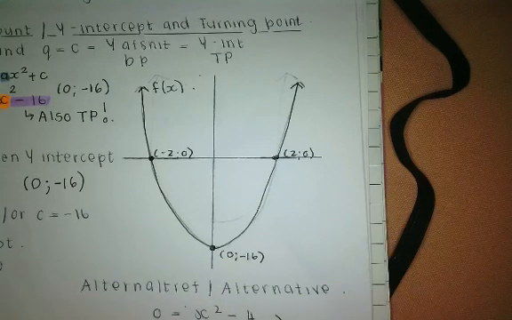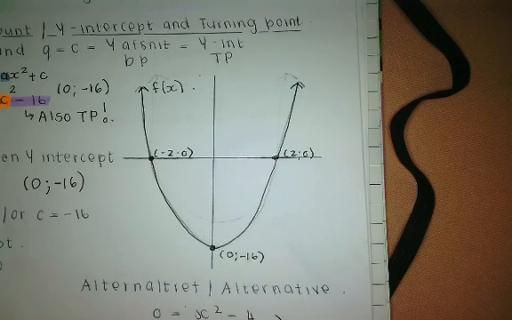Mention something that's very important. Listen now. Is it always going to be that our x-intercepts are a negative 2 and a positive 2? Or a negative 3 and a positive 3? Okay, in grade 10, yes.